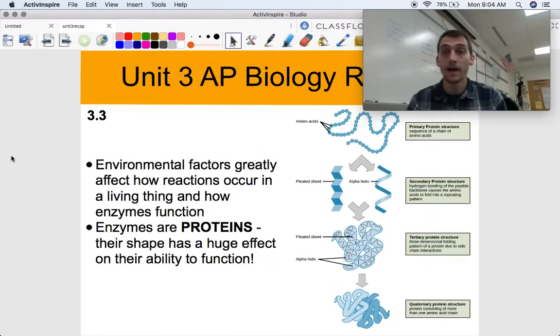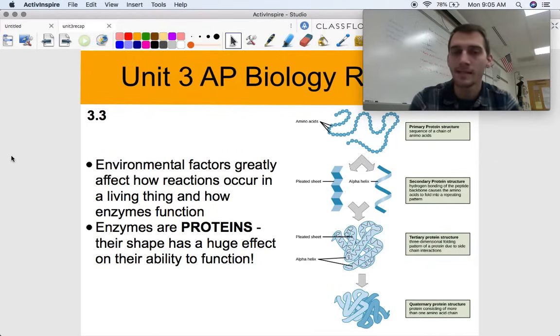Okay? On to 3.3, environmental factors greatly affect how reactions occur in a living thing and how enzymes function. All right, so a lot of how your body maintains homeostasis, which is a topic that we're going to get into in Unit 4, is making sure your body is in the right conditions to do these chemical reactions and that your enzymes are properly taken care of, they're in the proper environment, and they're going to work at their optimal pH, their optimal temperature, at their optimal substrate or enzyme concentration, a whole bunch of stuff to make sure that your metabolism is functioning properly.